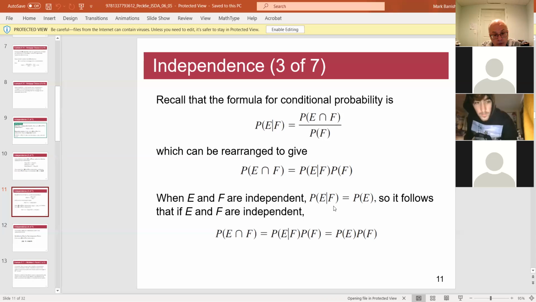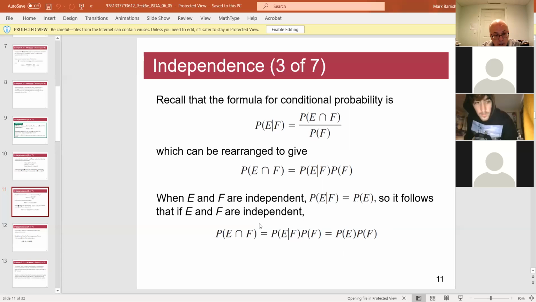Now, if E and F are independent, the probability of E given F is the same as the probability of E. These two are equal, so we can replace the probability of E given F on the right side of the formula with the probability of E. They're equal to each other, and we get this very simple formula.